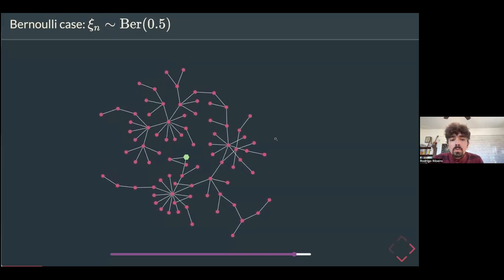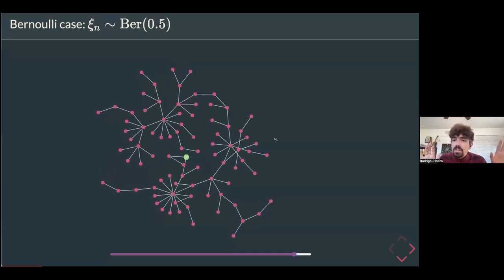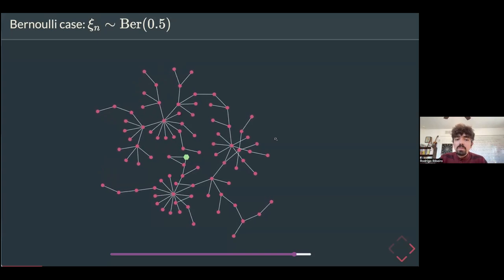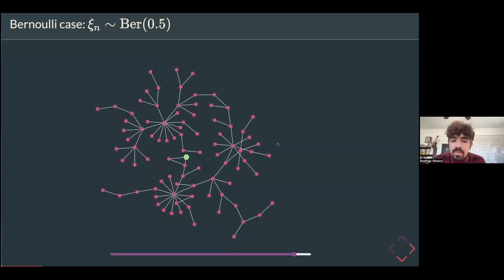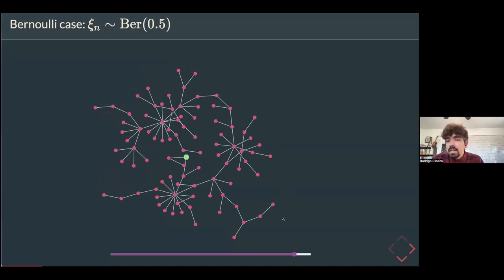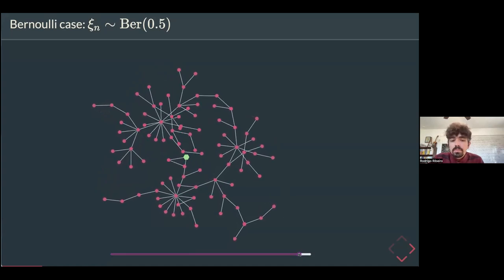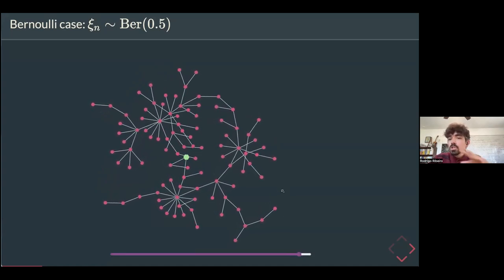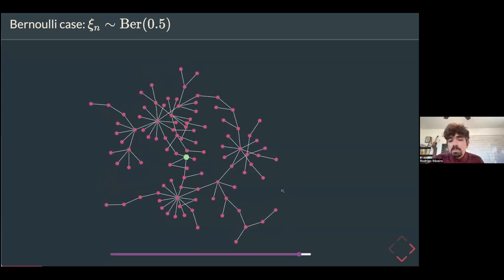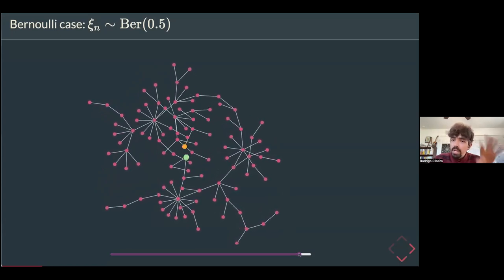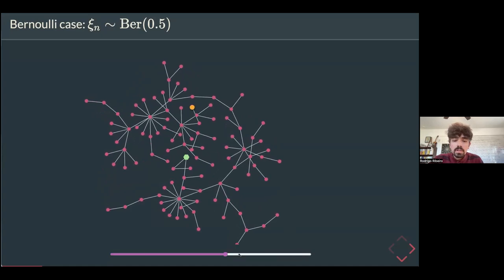Or we could just forget about the trajectory, forget about the walker, and just focus on the evolution of this tree here that is being built by the random walk. So these are the two obvious perspectives in this model. And we're going to explore both of them in this talk.